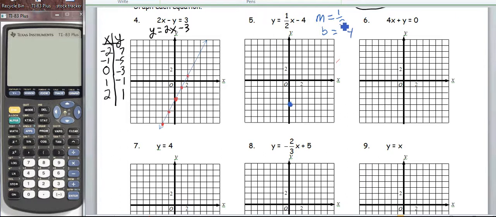Now, I can look at my slope, and this says it's positive 1/2, which means I can go up 1 and then right 2. Up 1, right 2. The top one tells me my vertical change, my bottom, my horizontal change. Up 1, over 2. Now if I need to, I can follow my pattern, and I could go down 1, left 2, down 1, left 2, and I can just keep plotting like that.